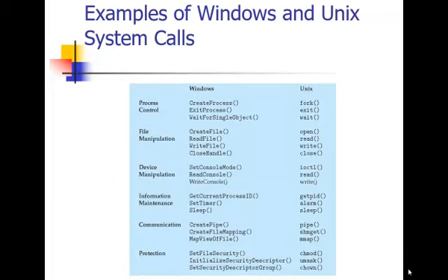You can see for different services like process control, file manipulation, information maintenance, and protection, there are different system calls for each task. The other thing you need to remember is that from operating system to operating system, system calls are also different. That is how the system calls are implemented inside the operating system.